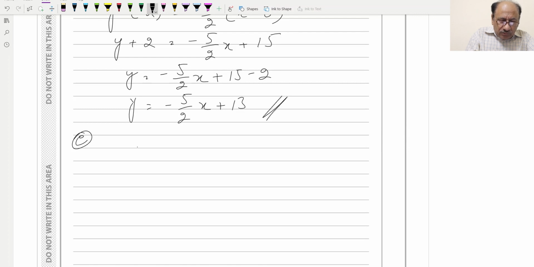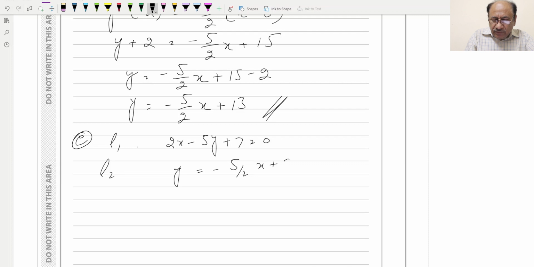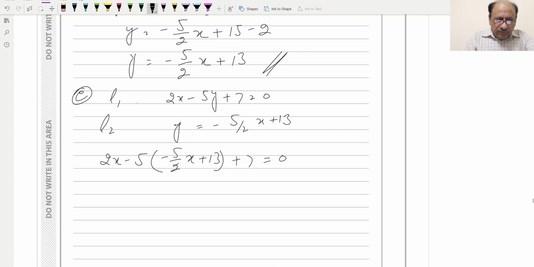L1 is what? L1 is this equation 2x minus 5y plus 7 is equal to 0, and L2 is y is equal to minus 5 by 2x plus, not 3, 13. Now this value we can replace in the first L1 equation. So we'll get 2x minus 5 into, this will be minus 5 by 2x plus 13, and plus 7, we are replacing this equation in this one, so is equal to 0. Now we can open the bracket and simplify and find the value of x.